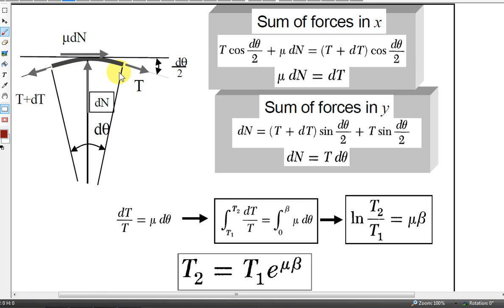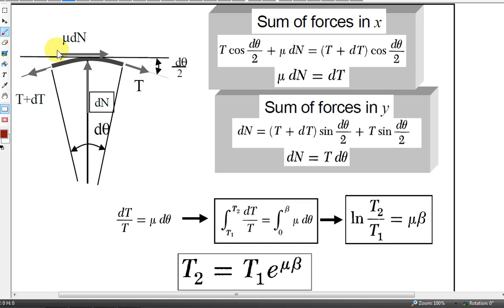Here we have a small section of a belt or a rope that is passing over a pulley or a drum or some other object. In this problem there are frictional forces acting on the belt. We are going to analyze the forces acting on just this small section of the belt. So we are assuming that this belt is in equilibrium, so the resultant force on this section is 0.